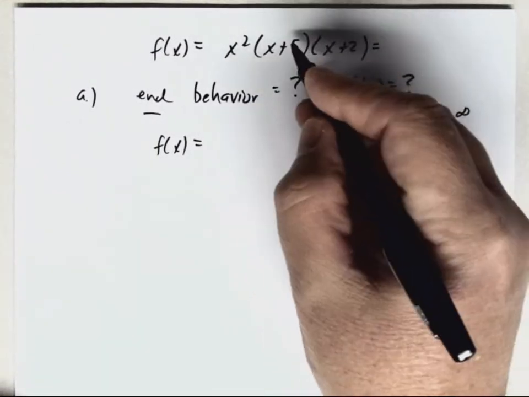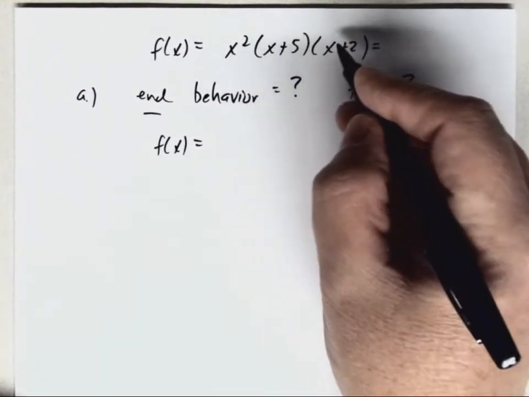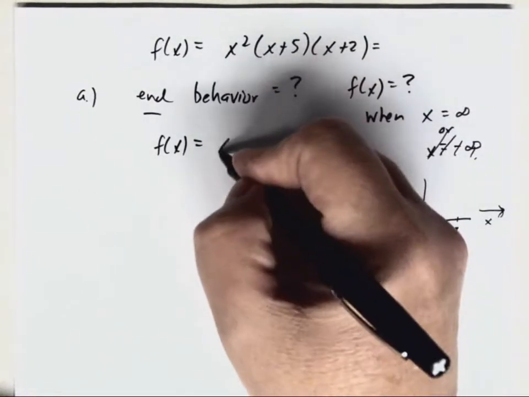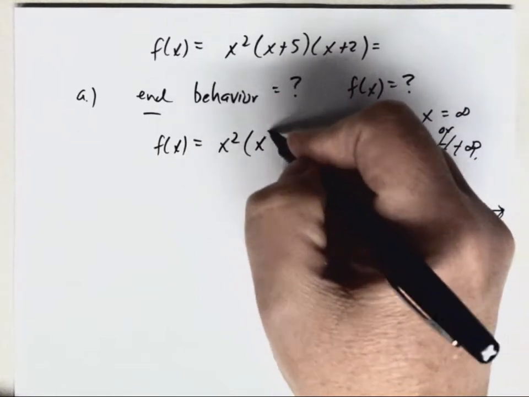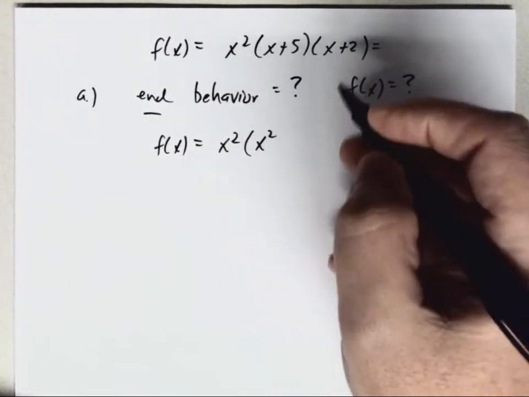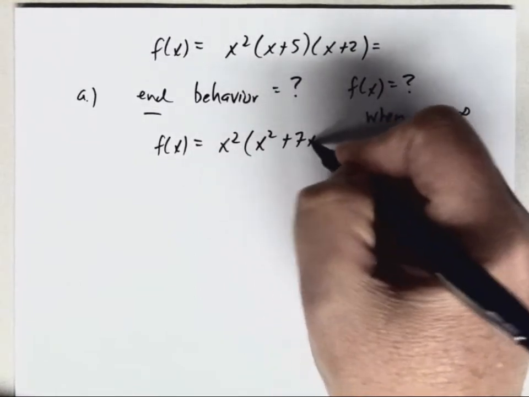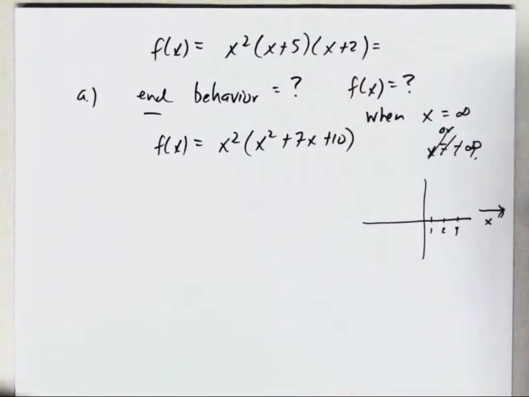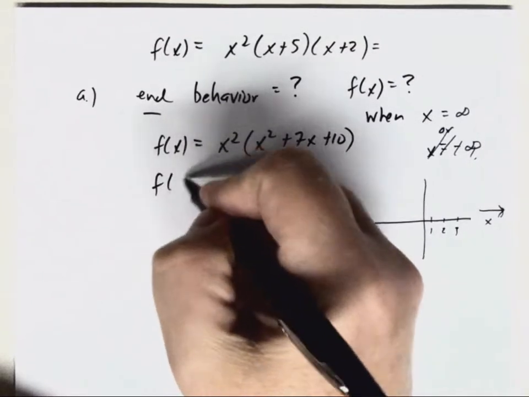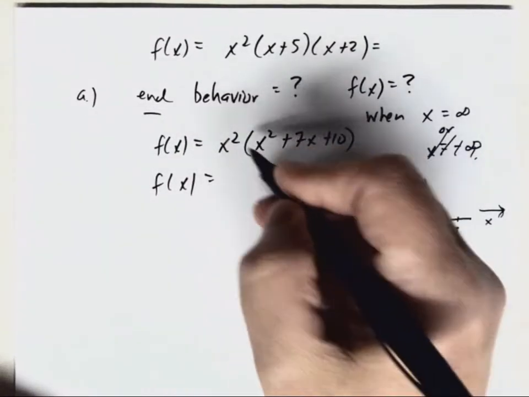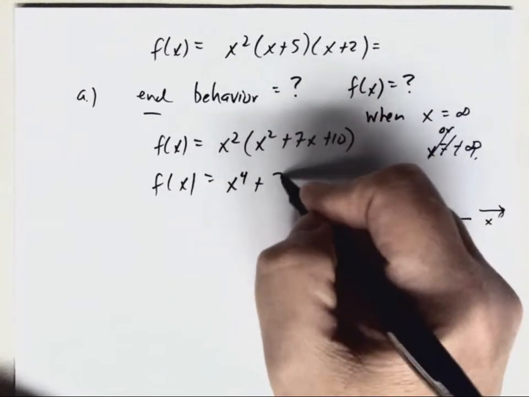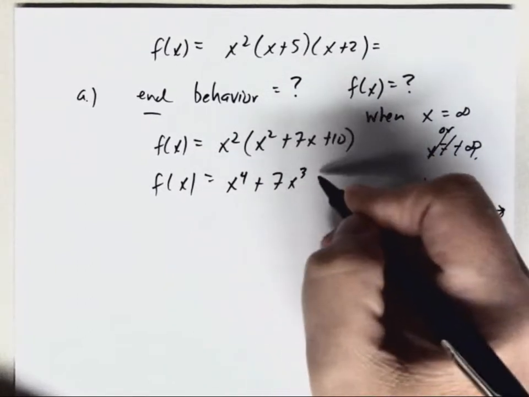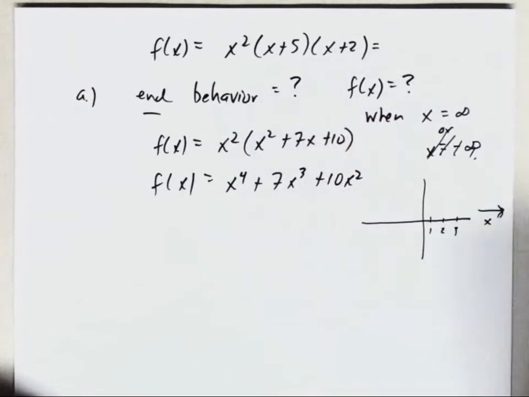So let's actually do this down here. Let's first multiply x plus 5 times x plus 2. A lot of you learned to FOIL. So if you FOIL this, I'm going to try and do it in my head and hopefully not make any mistakes. I think if you FOIL it, you get this. And now, to totally get rid of the parentheses, multiply everything by x squared. x to the 4th plus 7x to the 3rd plus 10x squared.